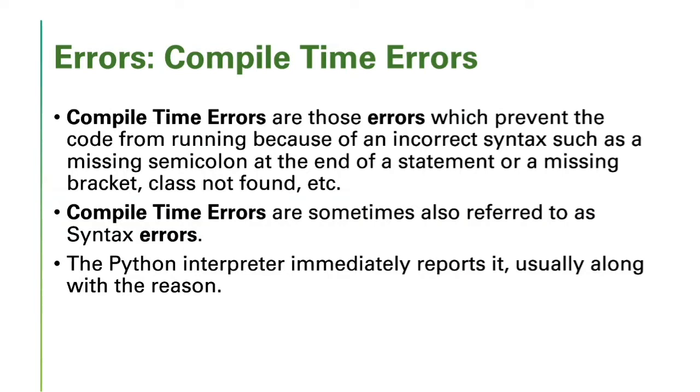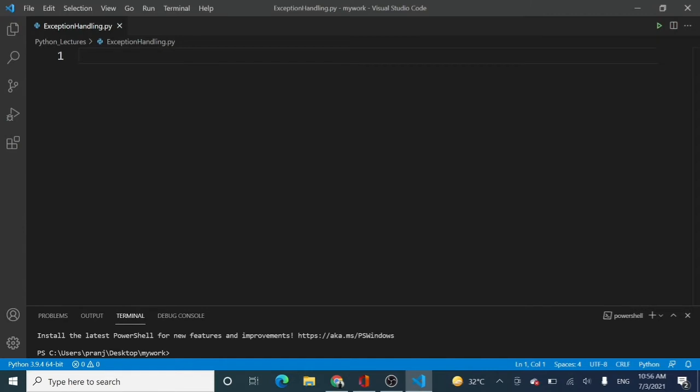So first, before going into the second type of error, let us first understand the concept of compile time error by writing code which deliberately has those errors. So now I am on my Python Visual Studio Code and here I'm going to write a simple program in which I will explicitly make certain errors.